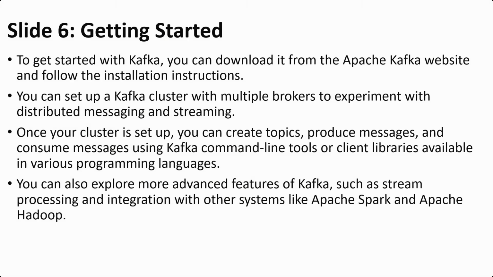Finally, let's talk about how to get started with Apache Kafka. First, to get started with Kafka, you can download it from the Apache Kafka website and follow the installation instructions. This will allow you to set up Kafka on your local machine or server. You can set up a Kafka cluster with multiple brokers to experiment with distributed messaging and streaming. This setup will help you understand how Kafka manages data across different nodes and handles load distribution.